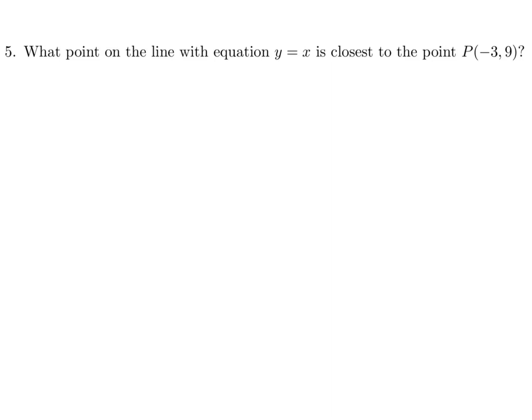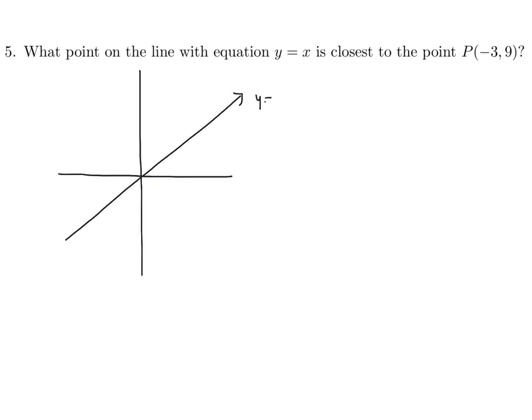What point on the line with the equation y equals x is closest to the point P, negative 3, 9? Okay, let's draw a basic diagram. It doesn't have to be a work of art. And y equals x is the line that goes straight like that. So that is y is equal to x. This is the x-axis, of course, and that's the y-axis.